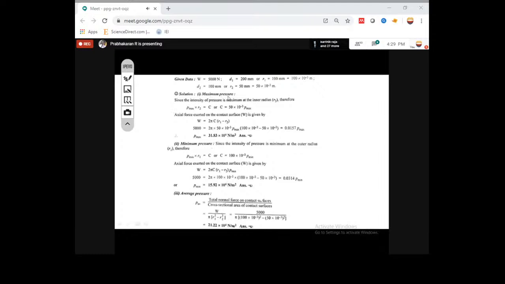So maximum pressure means you know the relation. So in terms of P max, I substitute the value here. So from that relation, you can find out the P max value. So this is the first thing.